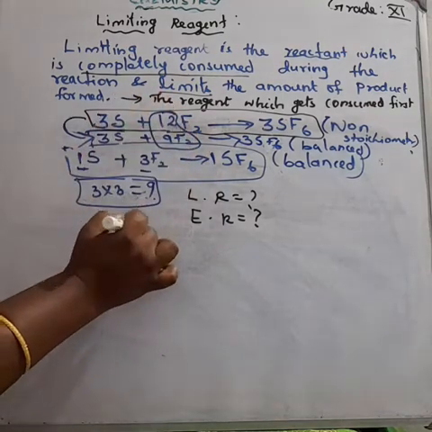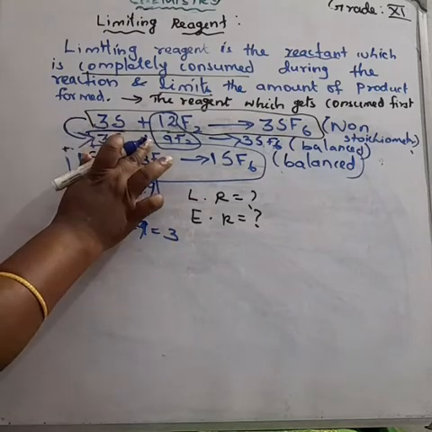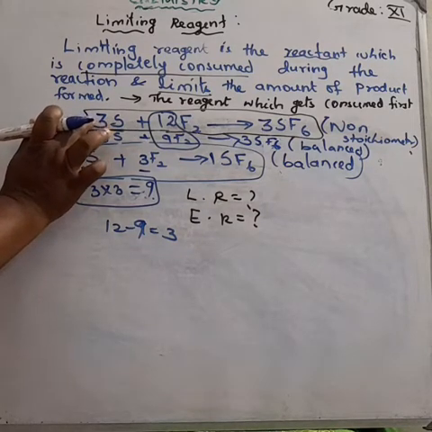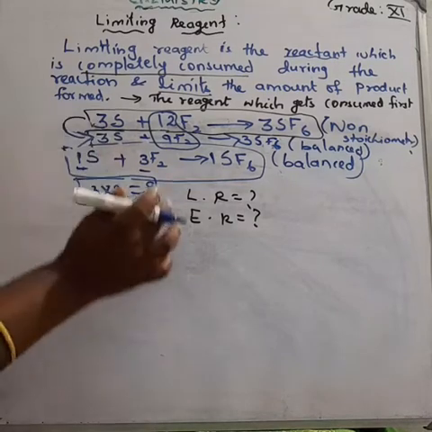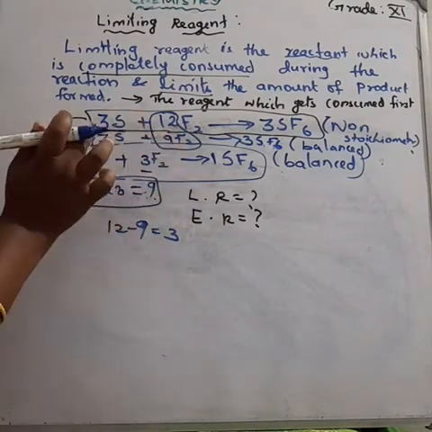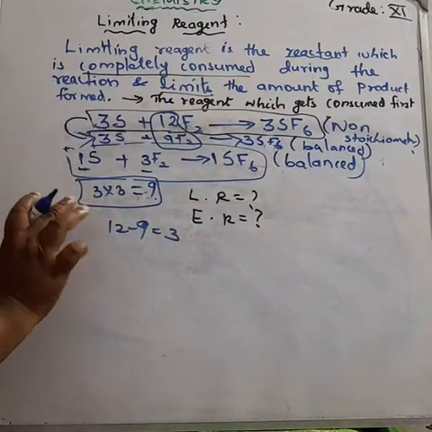Understood? So 3 moles of sulfur can react with 9 moles of fluorine. We get 3 moles of sulfur hexafluoride. This is the balanced one. But this is unbalanced, non-stoichiometric. Here 3 moles of sulfur react with how many moles of fluorine? 12 moles of fluorine are given, but we get only 9 moles reacting. So 3 moles of fluorine are left here.